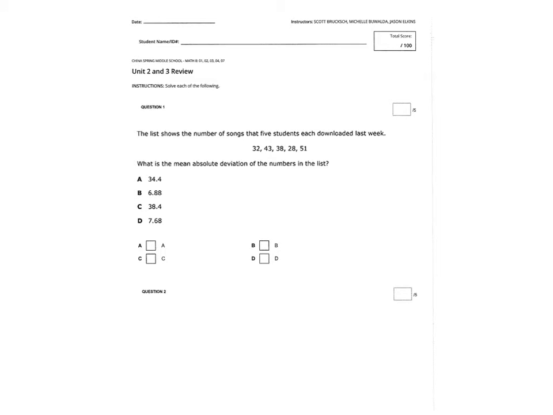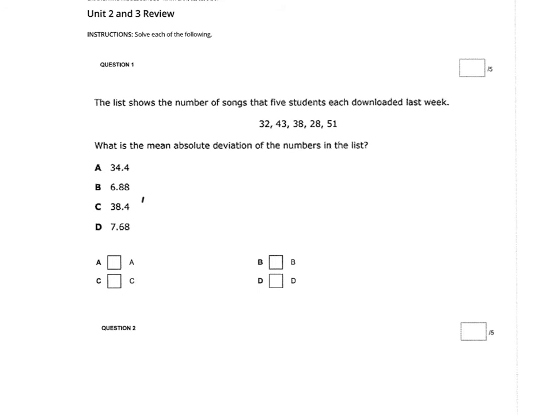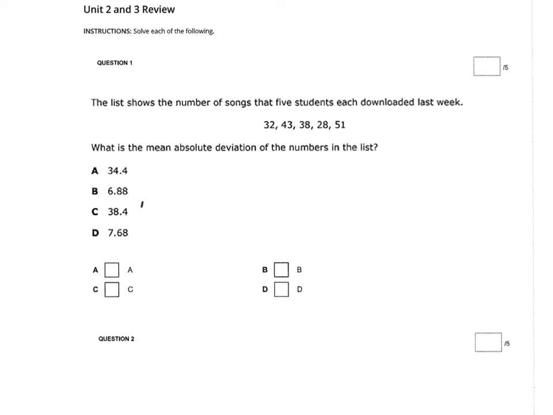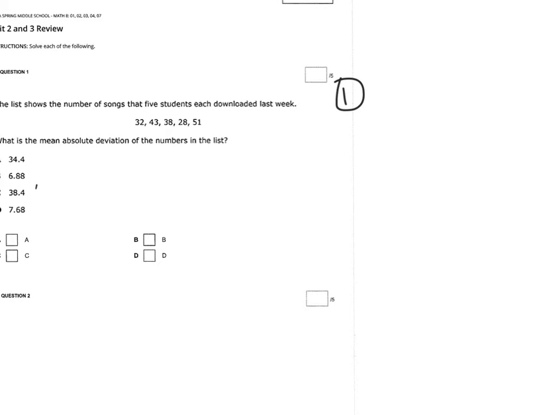Okay, Unit 2 and Unit 3. So the first few are going to be about mean absolute deviation. So what is the mean absolute deviation of the numbers in the list? Okay, so there's 3 steps on mean absolute deviation. Step 1 is to find the mean or the average of all of these numbers.